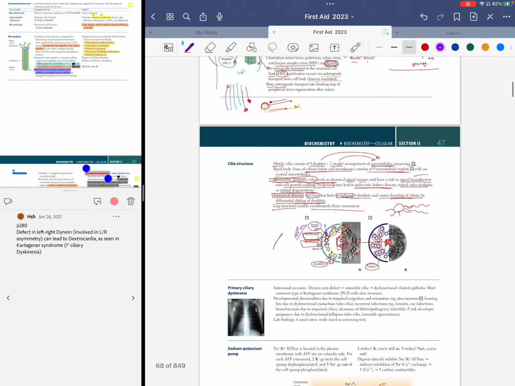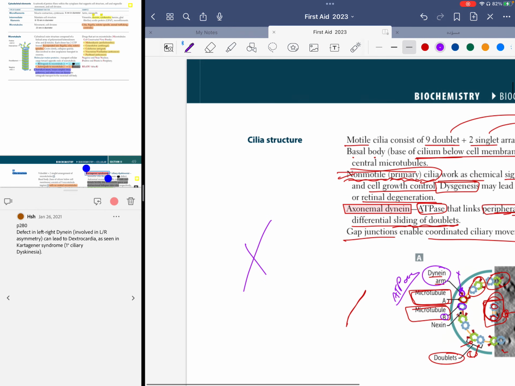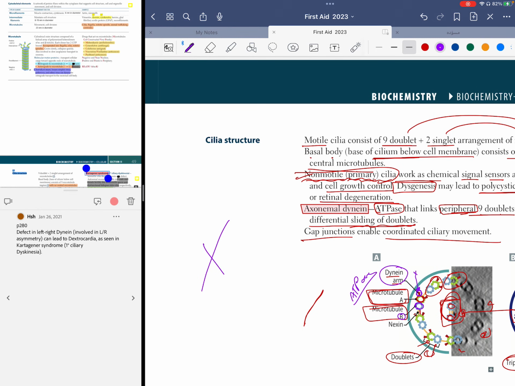So over here it talks about Kartagener syndrome, but it does not in 2023. It's a defect in left-right dynein, involved in left-right asymmetry, that can lead to dextrocardia, as seen in Kartagener syndrome. So Kartagener syndrome is basically a primary ciliary dyskinesia, okay? It's a defect in the dynein, specifically the left-right dynein, and it can lead to dextrocardia. It will end up as a problem with the heart being on the other side than normal.